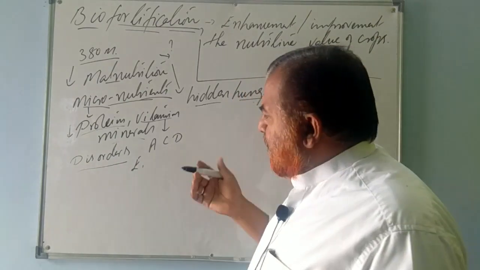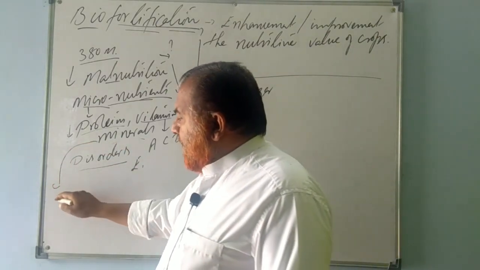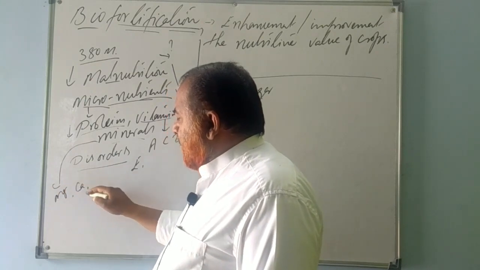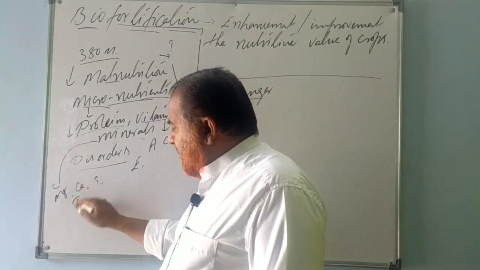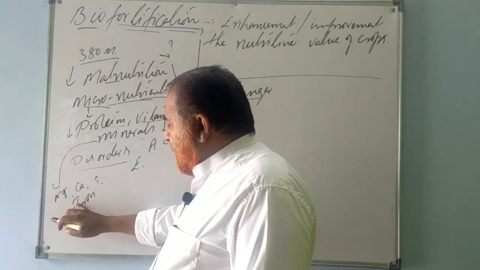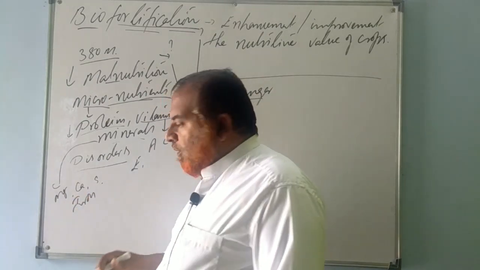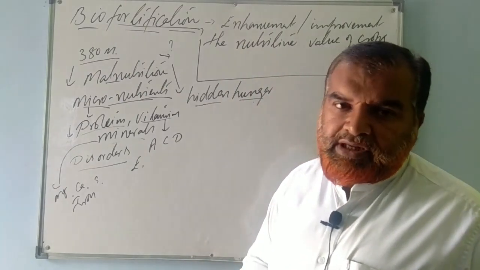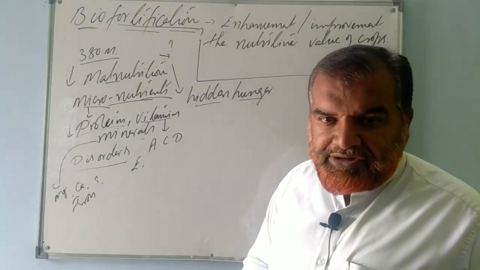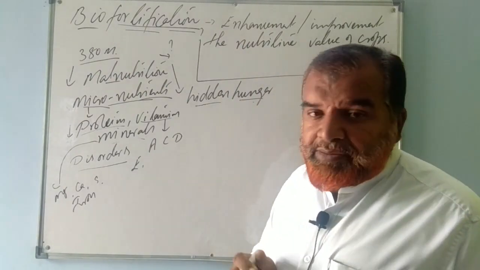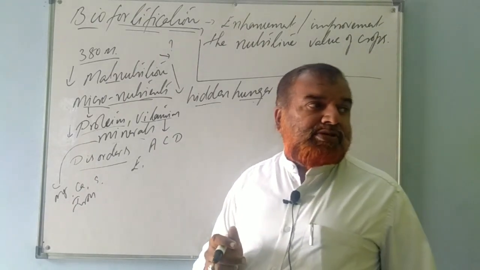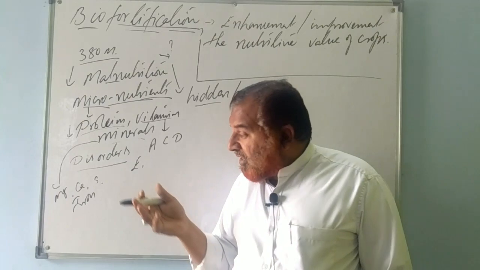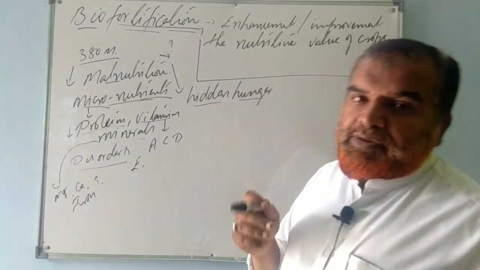Then minerals like magnesium, calcium, sulfur, phosphorus, iron. Iron deficiency leads to problems in blood. The blood becomes weaker, RBC will decrease. Calcium deficiency, bones become weaker. Magnesium deficiency, bones and gums become weaker. So these mineral deficiencies also lead to disorders, small diseases.